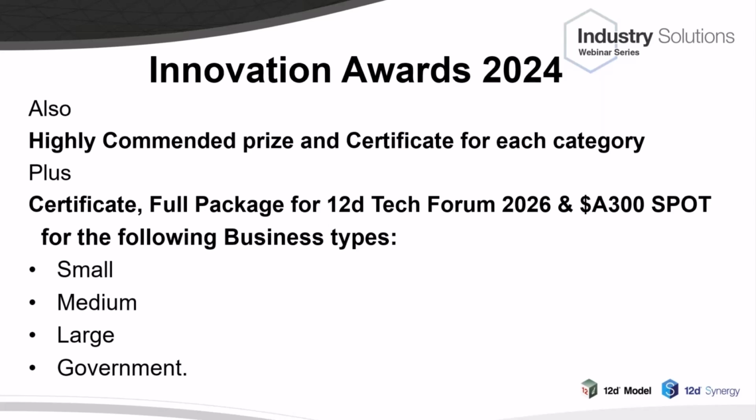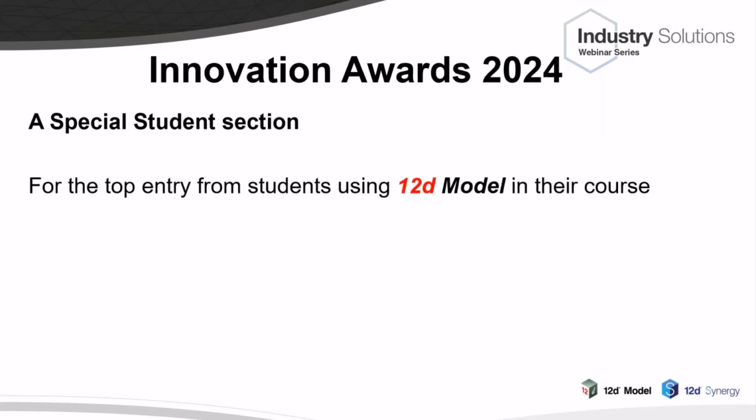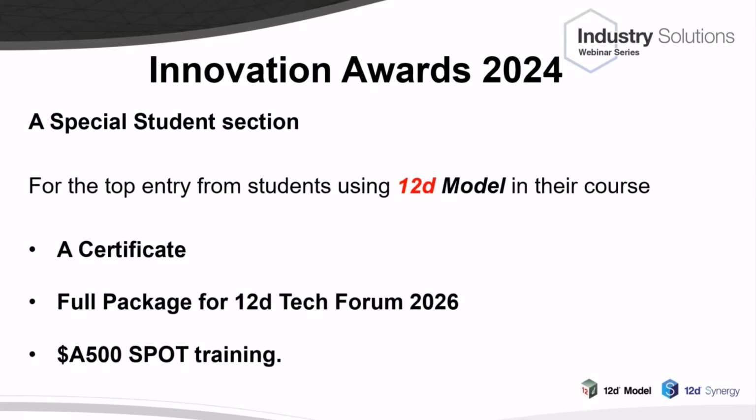for small, medium, large, and government businesses. So even if you're a small business, you can go for that one. Even small companies do fantastic things, so put them in as many different categories as you like. We also now have a special student section that's just going up. For the top entry from students who've been using 12D Model in their courses, we'll pick one, and they'll get a certificate, a full package to the next tech forum, worth over $1,000, and $500 worth of SPOT training. We'll put that information up shortly, so anyone who's a student can look for it probably in the next couple of weeks and start applying.